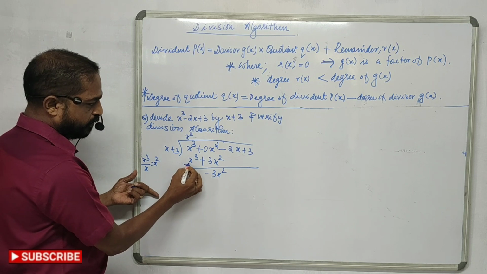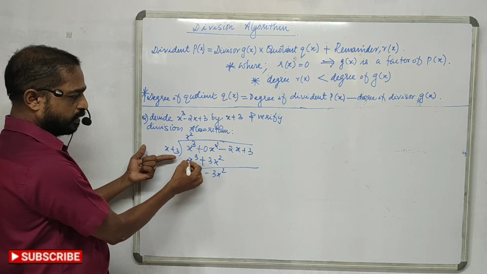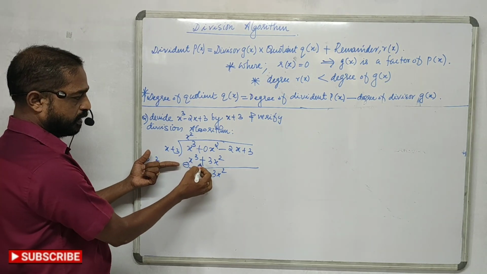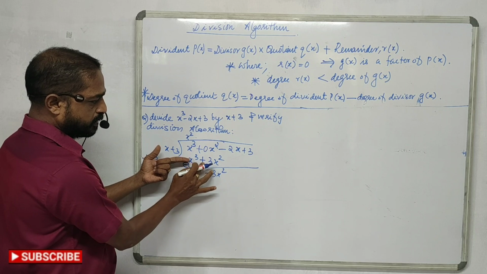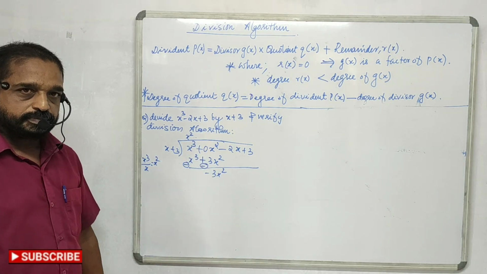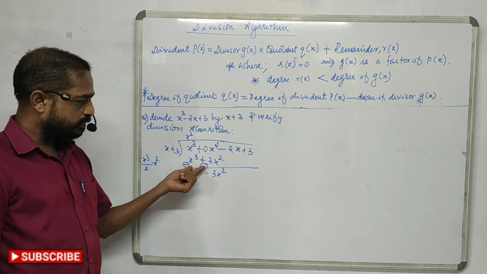For subtraction, you will have to write the opposite of the sign. So here we have plus x cube, so put a minus sign here. Here we have plus 3x square, so put a minus sign here. And then you will have to consider this sign.